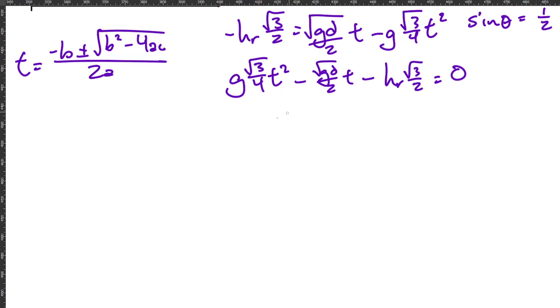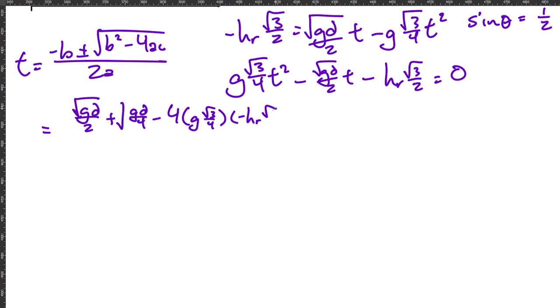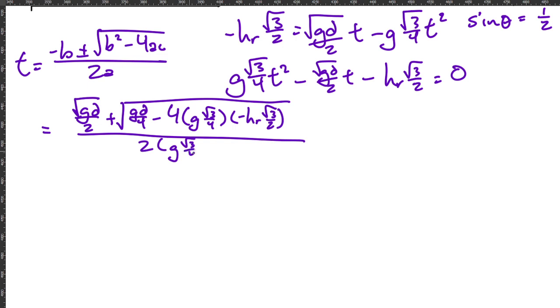We have a positive a now. That makes things easier. Everything's on one side. This is equal to 0. That means that t equals square root of gd over 2 plus, we're not going to do the minus because that's going to give us the negative time, square root of b squared, so gd over 4 minus 4 times g times square root of 3 over 4 times this negative hr square root of 3 over 2. All of this under a radical, over 2 times g square root of 3 over 4.